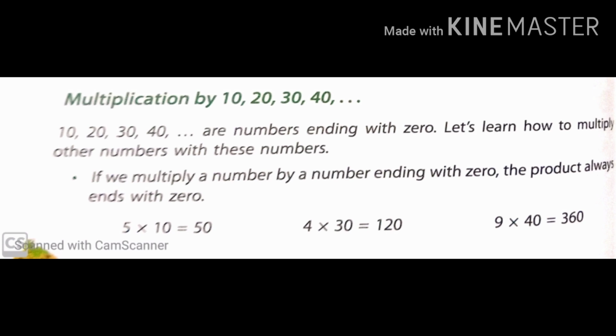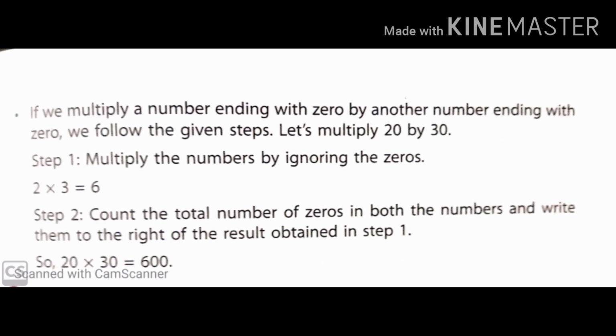Now numbers ending in 0 multiplied by other numbers ending in 0. If we multiply a number ending with 0 by another number ending with 0, we follow the given steps. Let's multiply 20 by 30. Step 1, multiply the numbers by ignoring the zeros. So 2 into 3 is 6. Step 2 is count the total number of zeros in both the numbers and write them to the right of the result obtained in step 1. That is 20 into 30. We got 6 from 2 into 3 and then there are 2 zeros. So we will add 2 zeros to 6. That is 600.